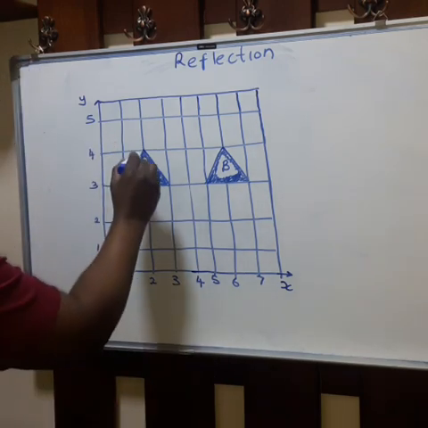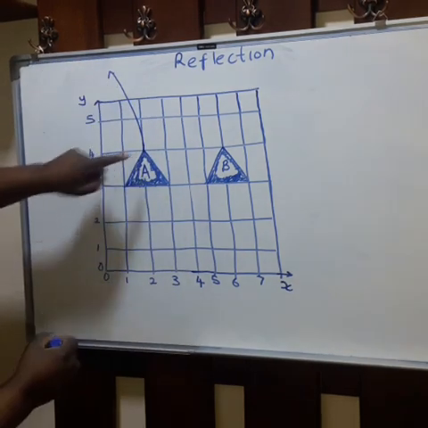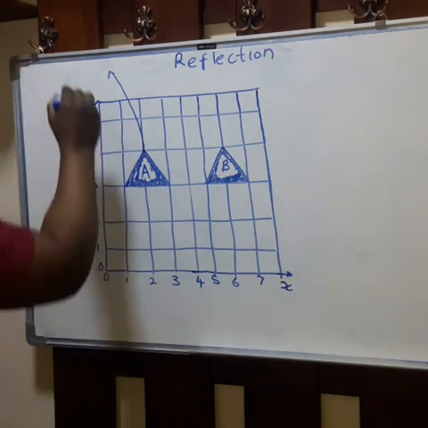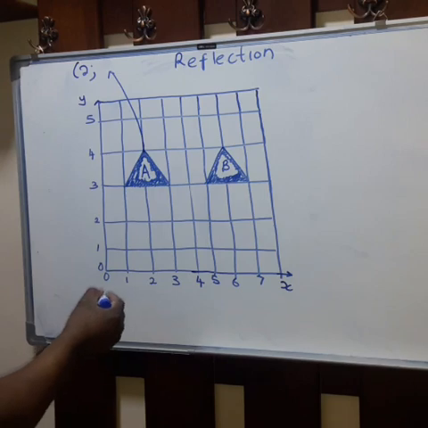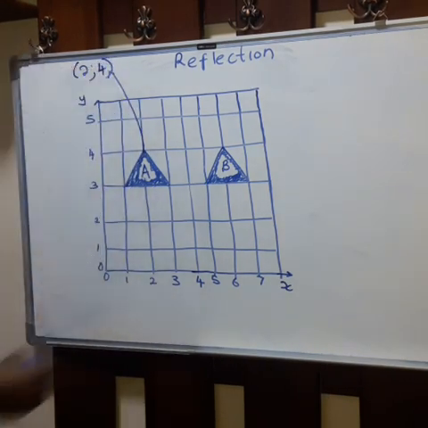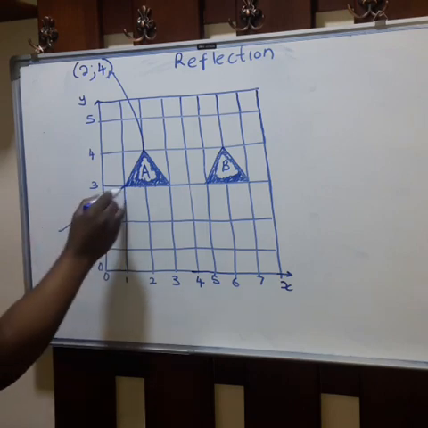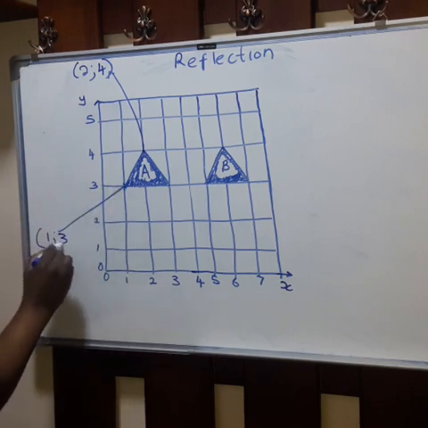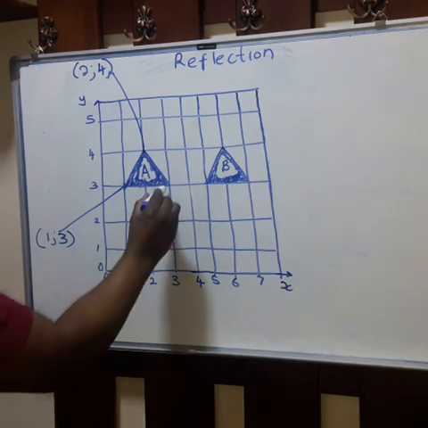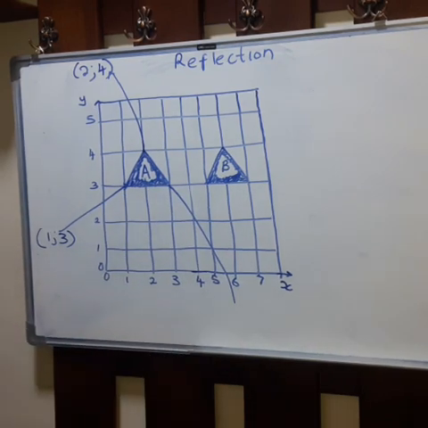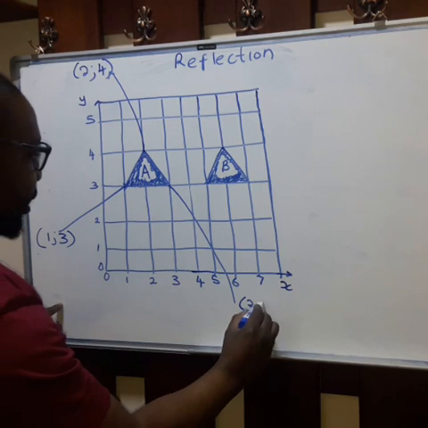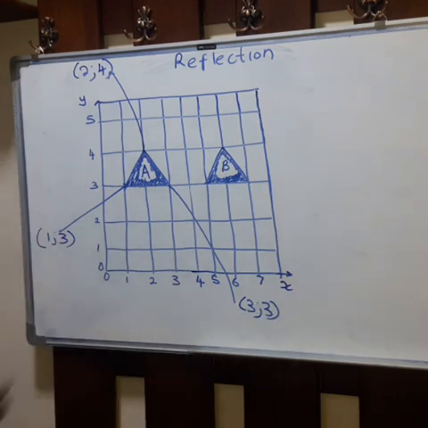Okay, so let me give shape A its coordinates. The top part, the coordinates are, you remember we have to start with the x value. It's 2, right? And 4, okay? Another point is this corner here. It has got coordinates 1 representing x, and moving to the left, 3 representing y. The third corner for A has got coordinates 3 and 3. Okay? So these are the coordinates for shape A.